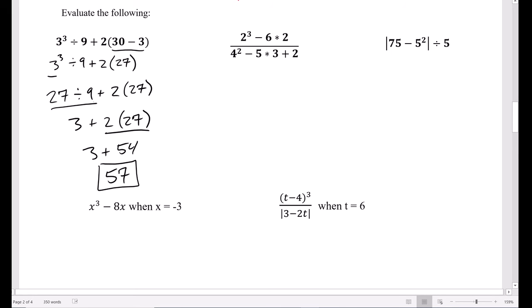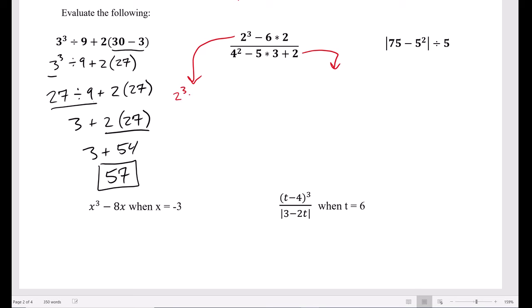This next one is a fraction, so I'm going to deal with the top and the bottom separately. So I'm going to show the work for the top over here, and I'll show the work for the bottom over here. So on the top we have 2 cubed minus 6 times 2. I deal with the exponent first. 2 cubed is 2 times 2 times 2, which is 8. I have 8 minus 6 times 2. Next I deal with the multiplication, which is 12. So I have 8 minus 12, and that gives me negative 4.